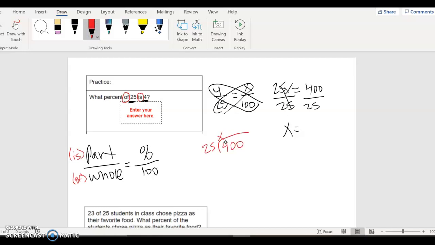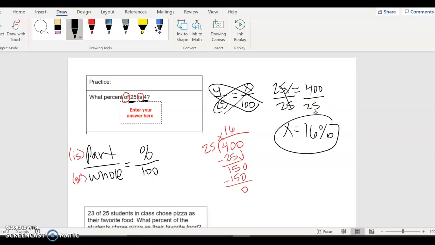25 will not go into 4, but it goes into 40 once. Subtract, we're left with 15. Bring down our 0. 25 into 150 goes 6 times for 150, and we're done. So in this case, x is equal to 16% because x was over 100, so that tells us our percent sign is what was missing.